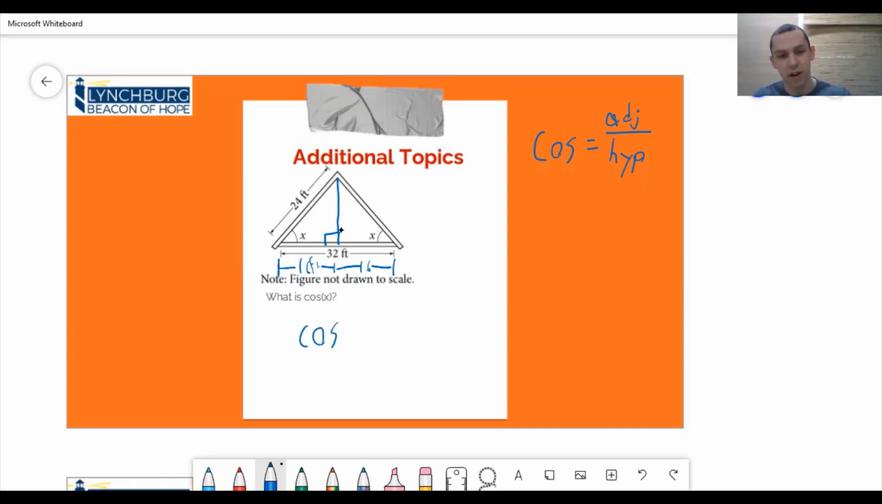It's the cosine of x equals 16, the adjacent side, over 24, the hypotenuse. And that can be reduced. Both of those numbers are divisible by 8. So therefore, that's equivalent to 2/3. 16 divided by 8 is 2. 24 divided by 8 is 3. So if I did everything right, that will be our answer.